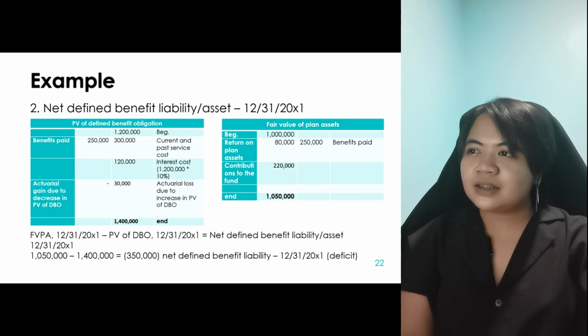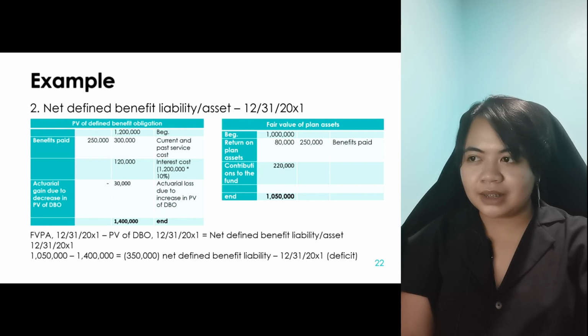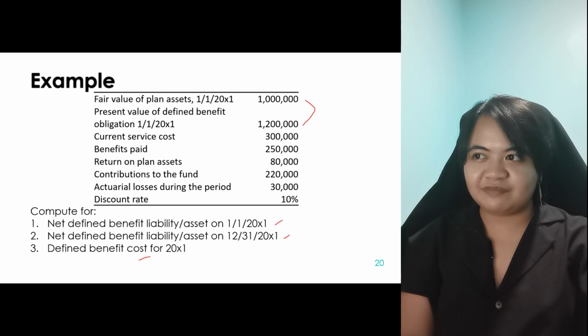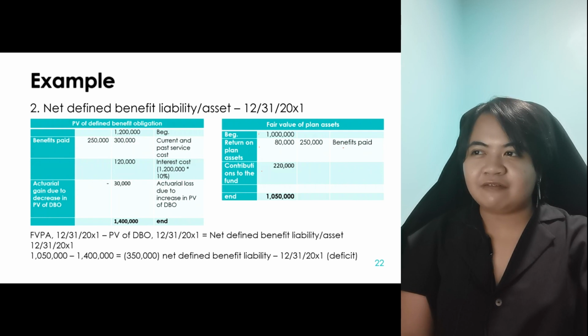Let's do fair value of plan assets first because it has fewer items. Enter the beginning balance 1 million. Return on plan assets given, 80,000. Contributions to the fund 220. And then benefits paid 250. It says 250 benefits paid. So, you foot the debit and credit, and then you cross foot. Once you cross foot, you'll get 1,050,000. Okay, that's the ending balance for FVPA. Okay, next, PVDBO. Enter the beginning balance 1.2 million.